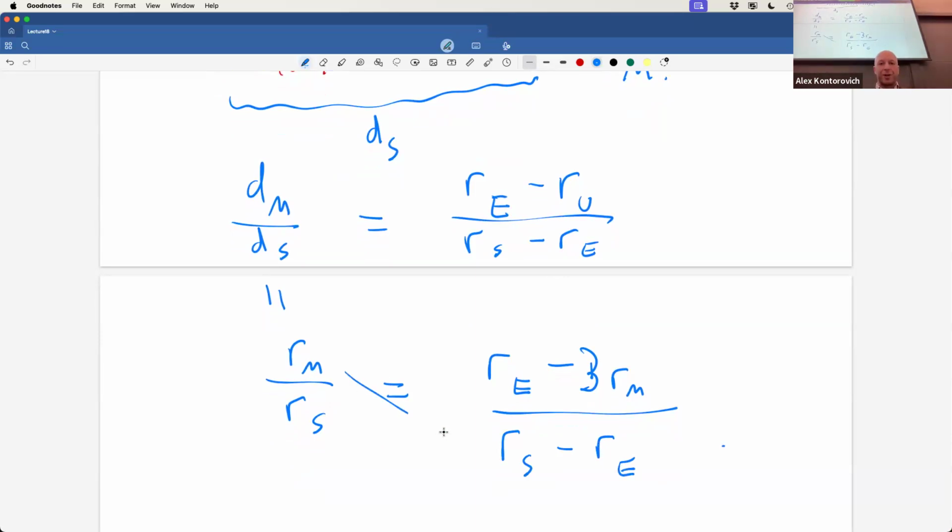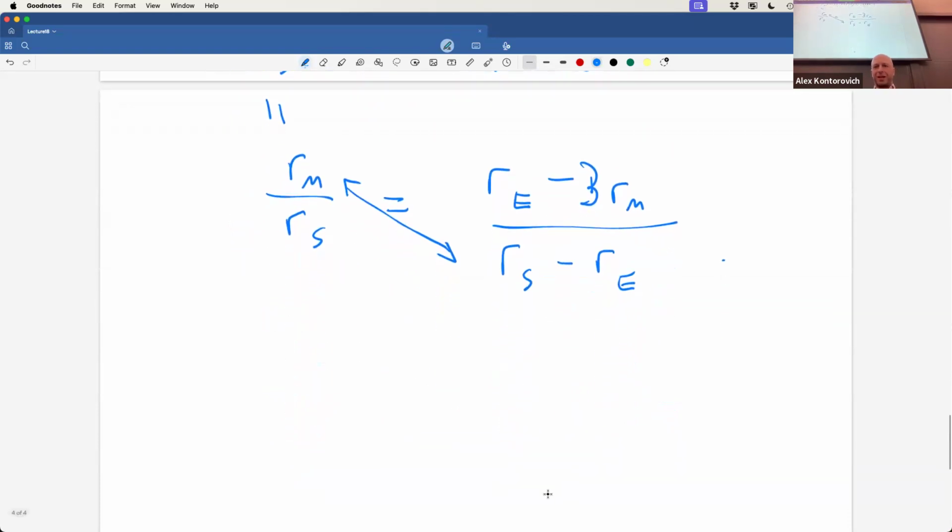Let's cross multiply these things. So I'll multiply by radius of the sun minus radius of the Earth, and I'll divide by radius of the moon. You want to take a second and make sure you're following along? See what you get on your page?